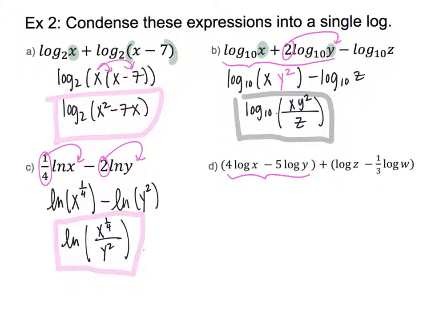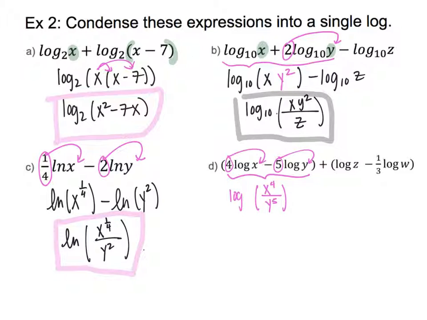So I know I have a log, and this one has a base of 10. I'm not going to write that, though. I don't need to. And there's a minus sign in between them, so I know I need division. But for the top one here, there is a 4 on the outside, so this is going to be x to the 4th power. So I need that in my top. So that one goes for this x. This 5 goes with this y, so I need y to the 5th power in the denominator.